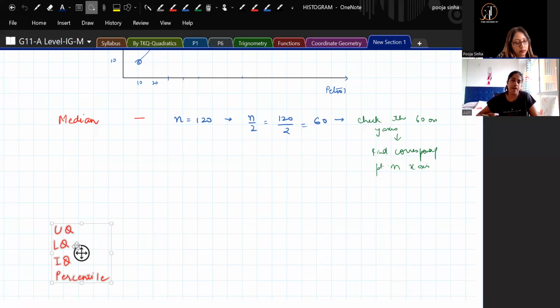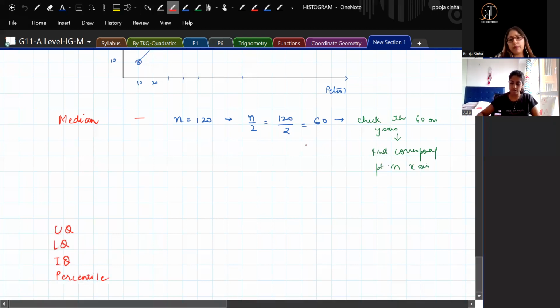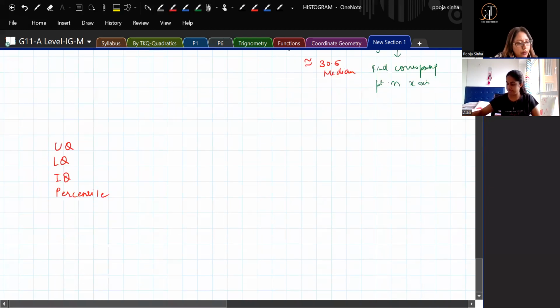It'll be 30.5 for me in this case. 30.5. Okay, so I'll write 30.5, which is approximately fine. Yeah, because 30.5 becomes your median. Okay. Now we come to the upper quartile.